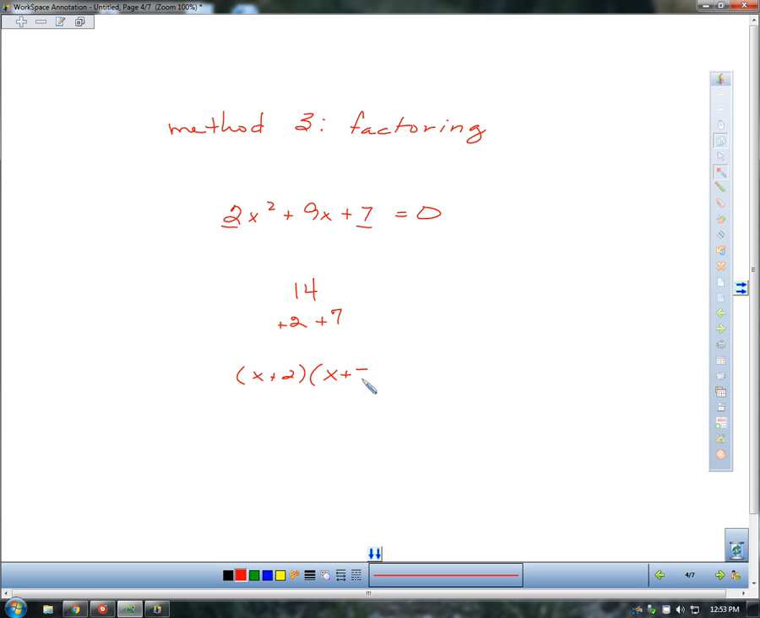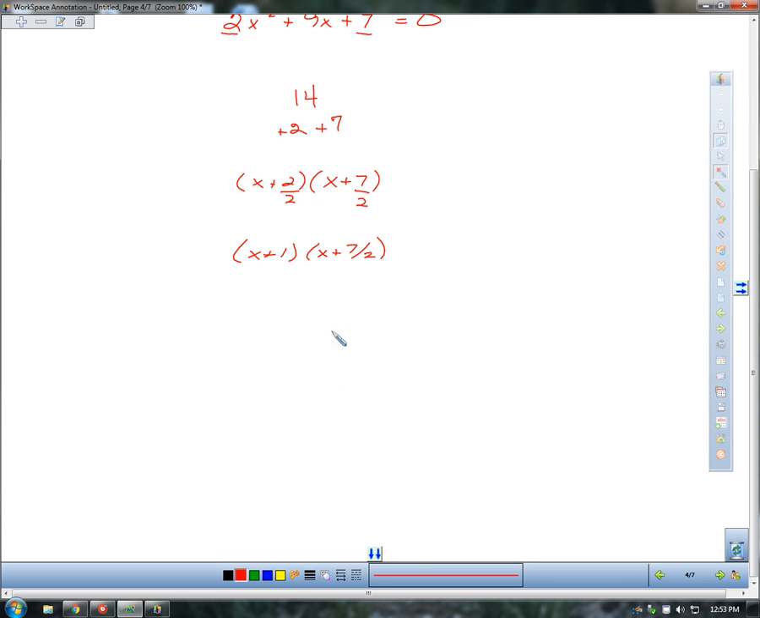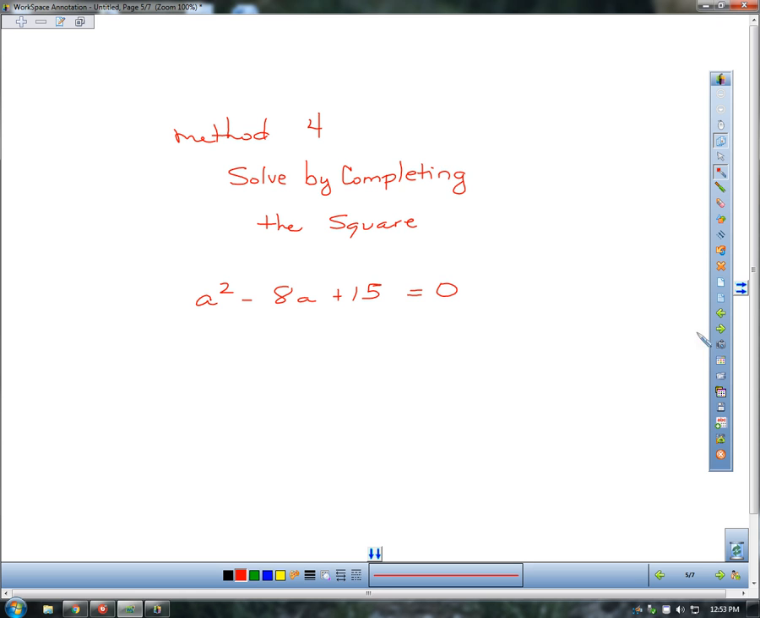and x plus 7. The next step is to divide by the front number. So I have x plus 1 and x plus 7/2. Now if I was asking you for the factors, you would need to continue going. But since I want the solutions, I can stop after I've divided by the front number, change the signs on these, and so I know x equals -1 or x equals -7 over 2. Okay? Moving on.